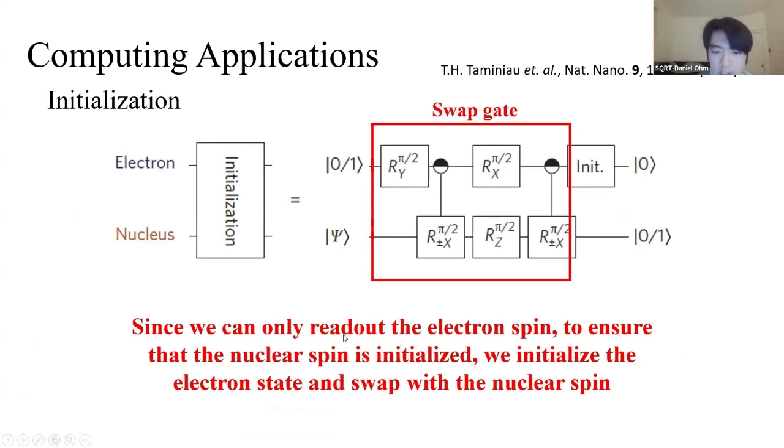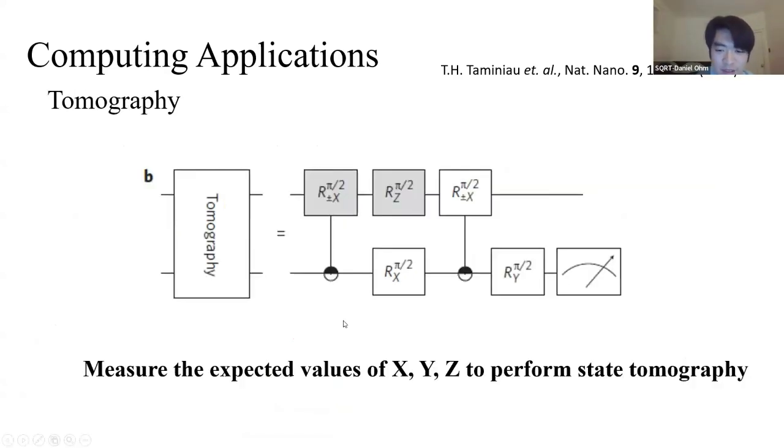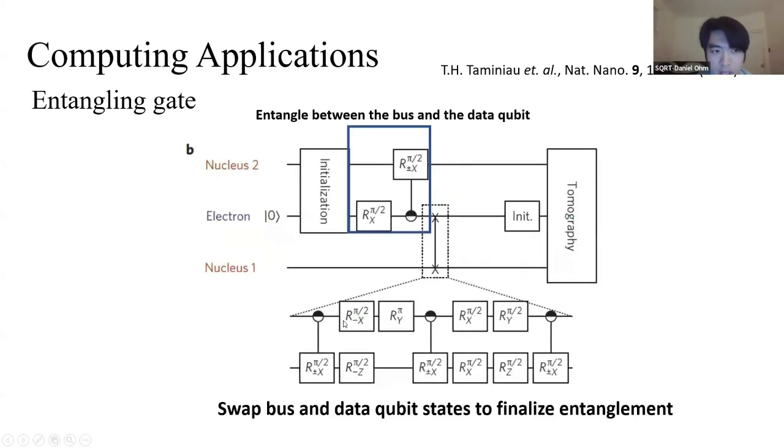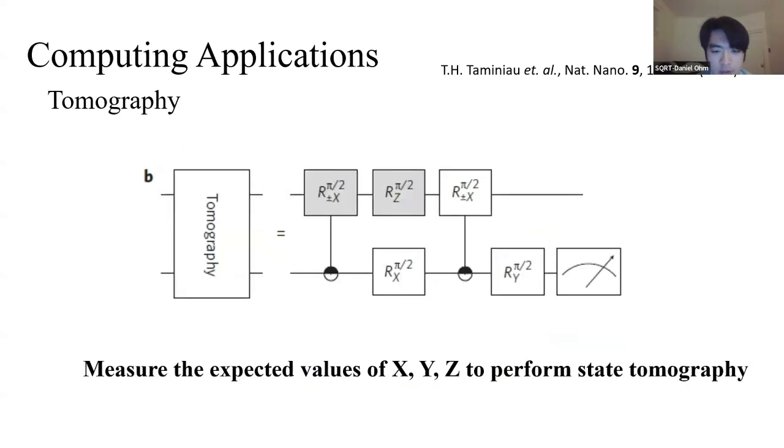But the catch is, since you can only read out the electron spin, to ensure the nuclear spin is initialized, we have to initialize the electron state, and then we have to swap it with the nuclear spin state, which is kind of funny. Yeah. I'm going to skip over tomography in the interest of time.